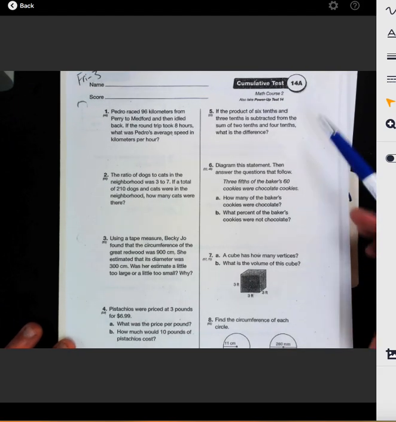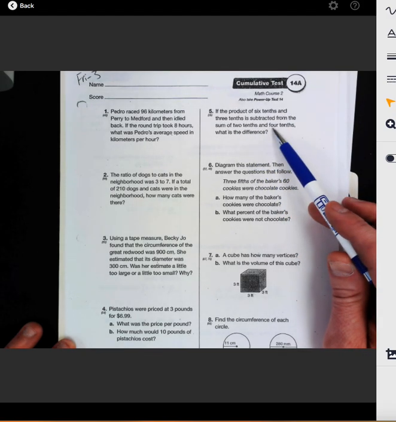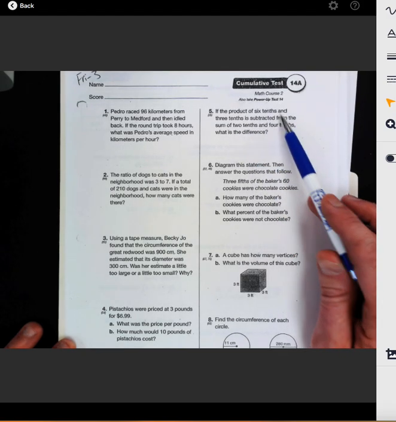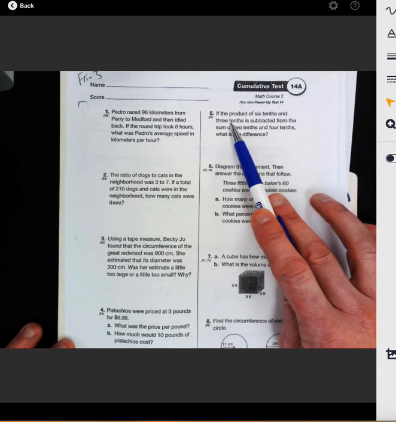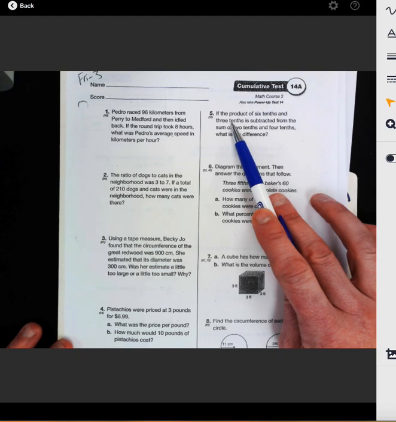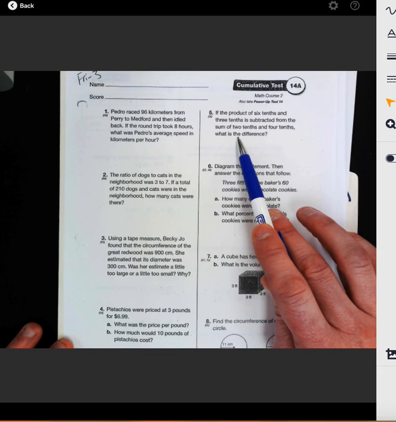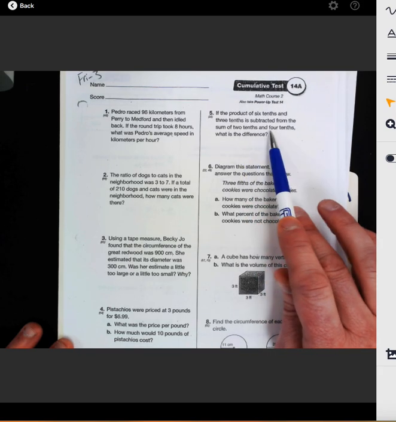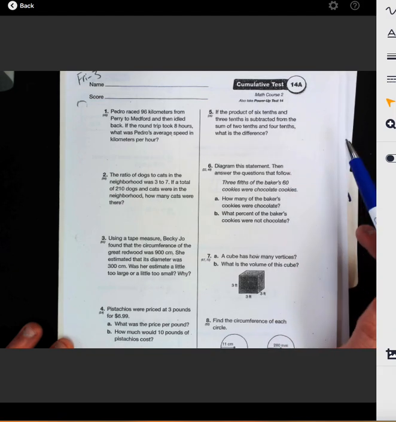Step 2, take your answer for A and slide your decimal right 1 time. Number 5, if the product of 6/10 and 3/10 is subtracted from the sum of 2/10 and 4/10, what's the difference? So step 1, multiply 6/10 times 3/10. Feel free to leave that as a fraction or feel free to put it as a decimal. Step 2, add 2/10 and 4/10. And then remember, guys, this sum is on top, the product is on the bottom, and then you subtract them. So don't get them backwards.